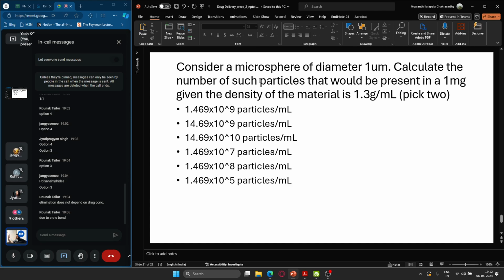So very simply, you have some kind of ball. Diameter is 1 micron. Now they're asking you to calculate how many of these balls are present. So there's this big bottle of these balls, and you weigh out 1 mg. Now you know the diameter of each ball to be 1 micron. If you weigh out 1 mg of these balls, how many of these balls are present? Given the density of the balls is 1.3 grams per ml.